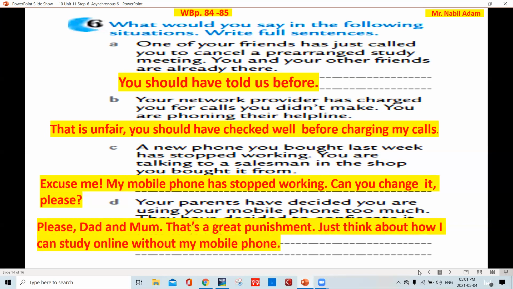Just think about how I can study online without my mobile phone. Okay, I have finished now answering all the exercises on workbook page number 84, 85. Now we are going to play some games. We are going to answer some quizzes: how to change into passive, how to change into active, how to decide if the sentences are active or passive, and how to make correct sentences, rearrange sentences. Let's do this exercise.